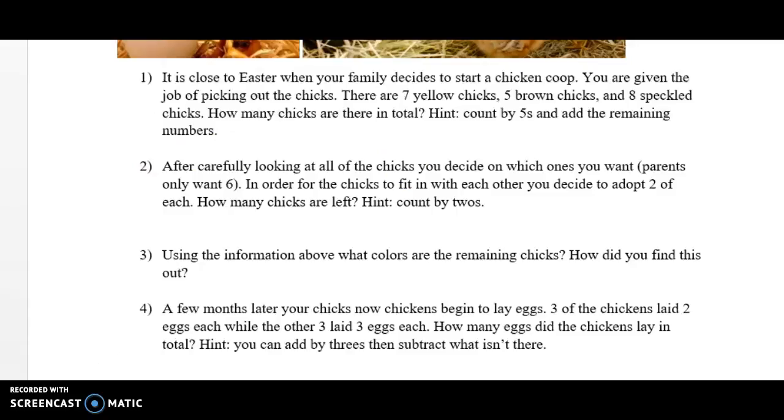So for number 3, you're using the information that you found from number 2 to figure it all out. So you take the number of each and subtract 2 from each, which leaves you with 5 yellow, 3 brown, and 6 speckled. For the people that I worked with, they didn't need to show any work because they could just visualize the number and subtract 2 and come up with it really quickly.